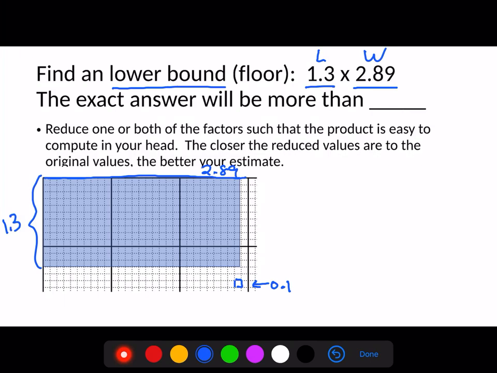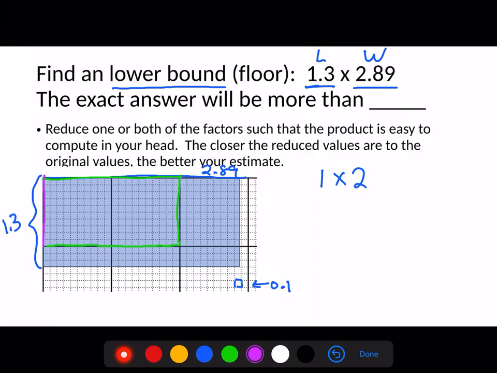And what I'm going to do is reduce one or both of these numbers to make the shaded area smaller. It'll be too low of an estimate. So I could just look at the ones place only and chop off the remaining digits and say, well, I'm going to estimate this area as 1 by 2. So that would be cutting off my 1.3, cutting off my 2.89. But this is quite an underestimate. There's a lot of area that has been excluded, so I know I can do better.